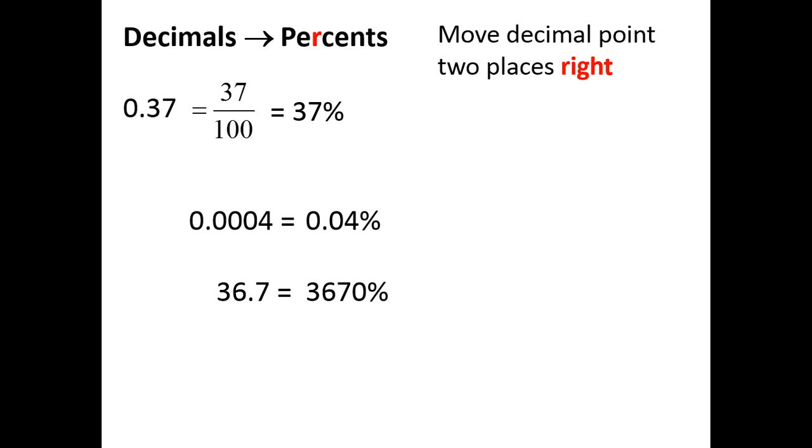It might be useful to keep in mind that 100% is equivalent to the number 1. So any number that's bigger than 1 will be bigger than 100%. And certainly 36.7 was much bigger than 1. So we're going to have a percent much bigger than 100%.